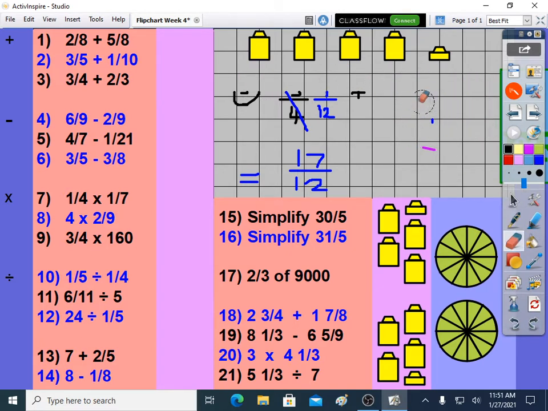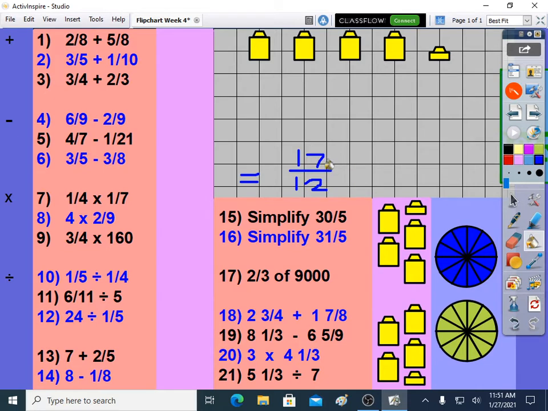It doesn't have to be in this case. 17/12. We've got a picture of this. See these green circles over here? That's 12/12 I've just coloured in, isn't it? 1, 2, 3, 4, 5, 6, 7, 8, 9, 10, 11, 12. 12/12 makes one whole.